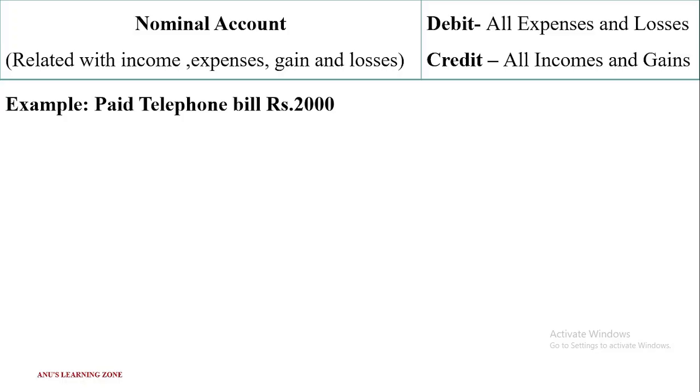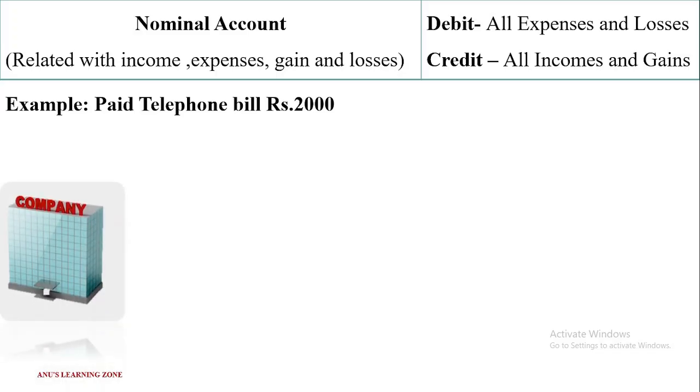Paid telephone bill rupees 2,000. So here also we have to think from the point of view of the company. The term paid indicates an expense related to the company. Paid electricity bill, paid telephone bill, paid rent, paid commission, everything belongs to the expense of the business.